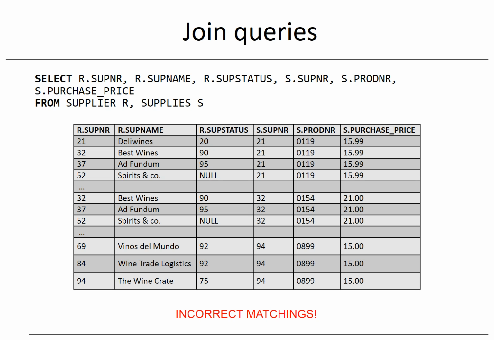As an example, just look at the second tuple in this table. You can see that supplier number 32, which is Best Wines, from the supplier table, is now combined with supplier number 21 from the supplies table. You can see a lot of other incorrect matchings. This is clearly not what we want. Hence, we should carefully define under which conditions the join can take place by adding a where clause to our SQL join query.